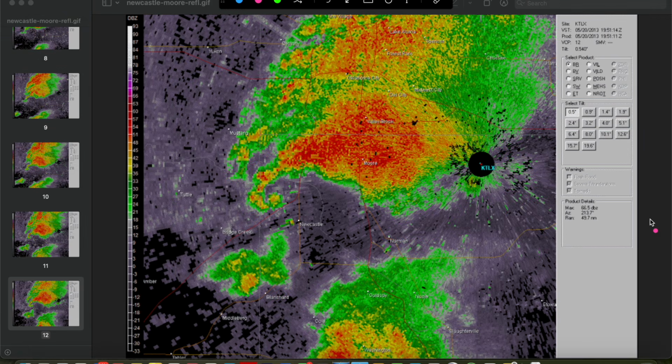This merger appears to have initiated a surge in the rear flank downdraft. You'll see the tip of the hook really start wrapping around at this time. This is at 1951Z, about 5 minutes before tornado genesis.